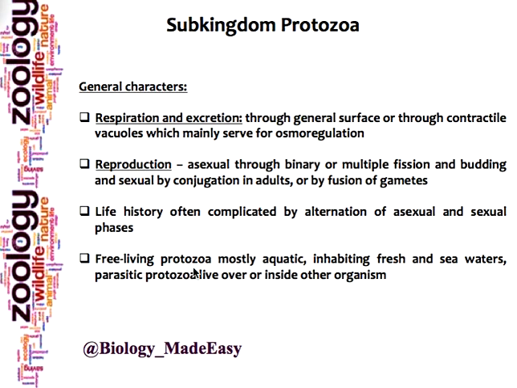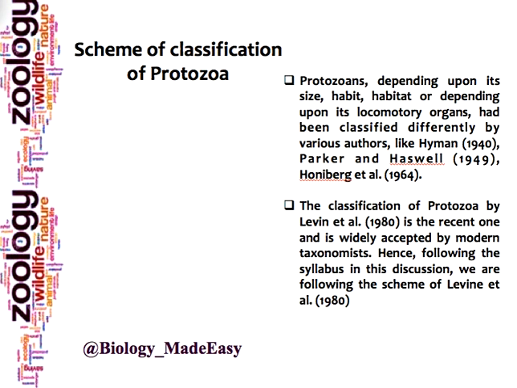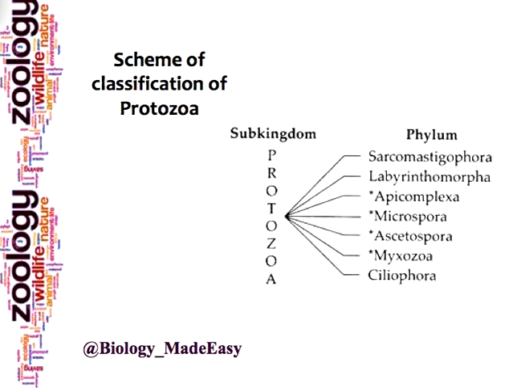The free living protozoa are mostly aquatic, inhabiting fresh and sea waters, or they may be parasitic. So they may be either free living or parasitic, both. Let us move to the scheme of classification of protozoa. Many scientists have proposed a scheme of classification of protozoa. However, we'll use the classification scheme as proposed by Levine et al. in 1980. According to that scheme, subkingdom Protozoa has 7 phyla.